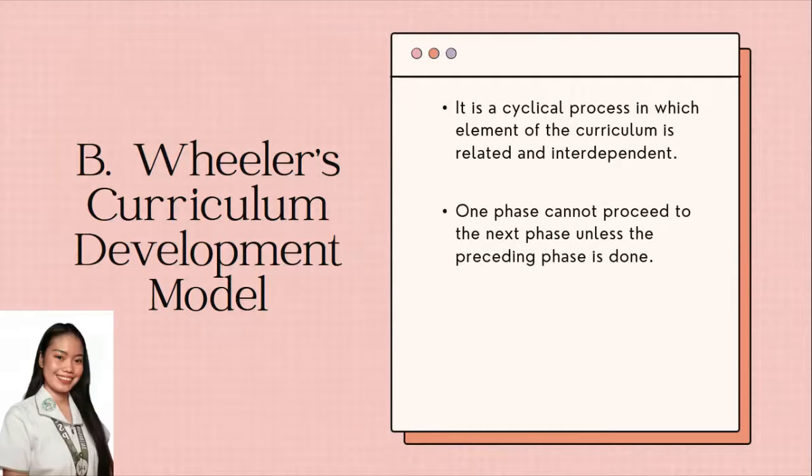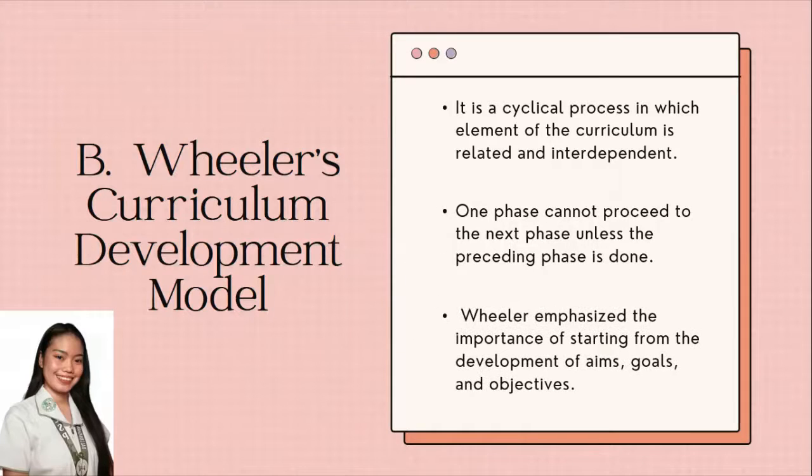And sinasabi din na ang Wheeler's curriculum model is one phase and it cannot proceed to the next phase unless the preceding phase is done. Meaning, sa model na ito, hindi pwede na mag-jump agad sa susunod na phase kung ang unang phase ay hindi pa fully developed. Also, in this model, Wheeler emphasized the importance of starting from the development of aims, goals, and objectives.